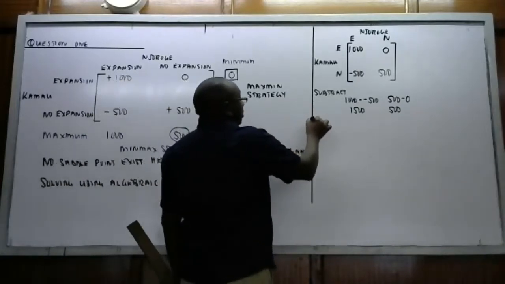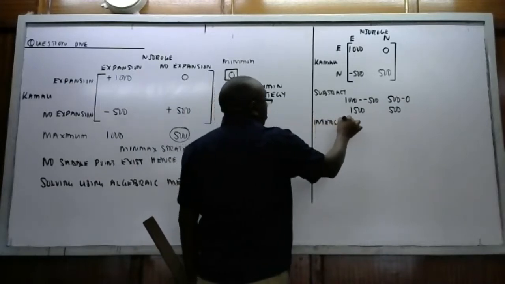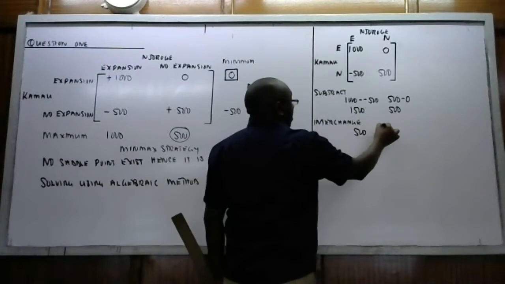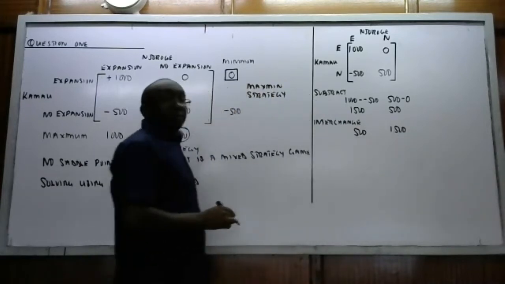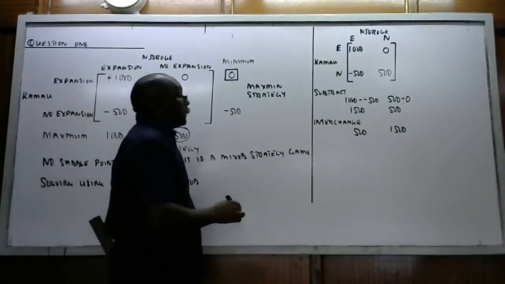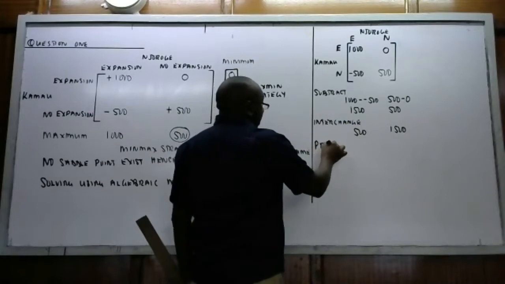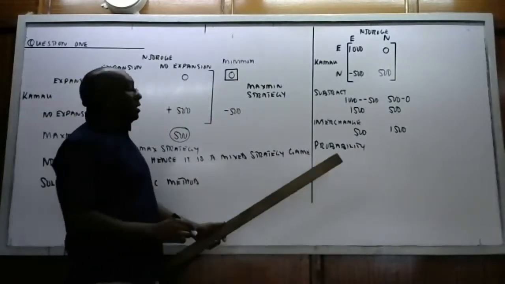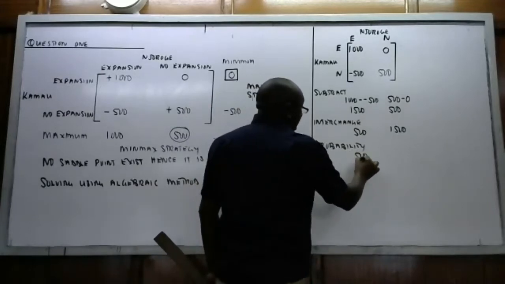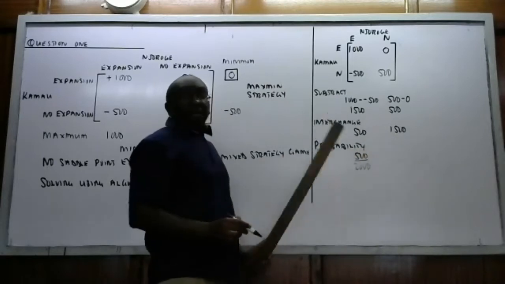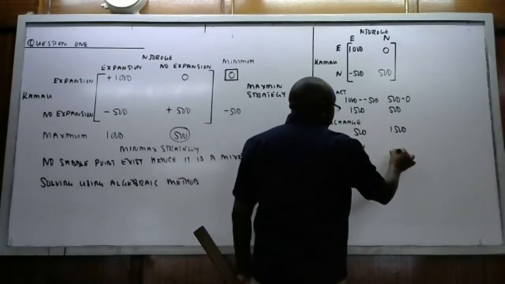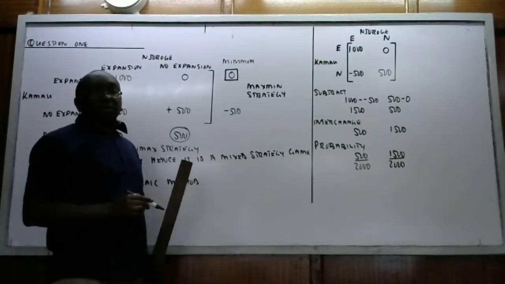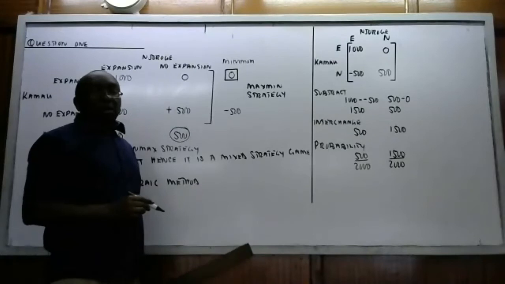The second step, I told you, is called interchange. You interchange those values. So 500 comes here, and 1,500 gets there. The third step is the probability or the proportion of time, and the probability will be 500 out of 2,000. These two, when you add, you get 2,000. Then 1,500 out of 2,000. That is as far as the columns are concerned.